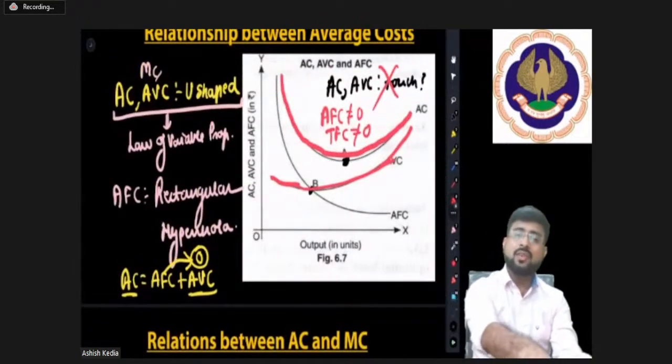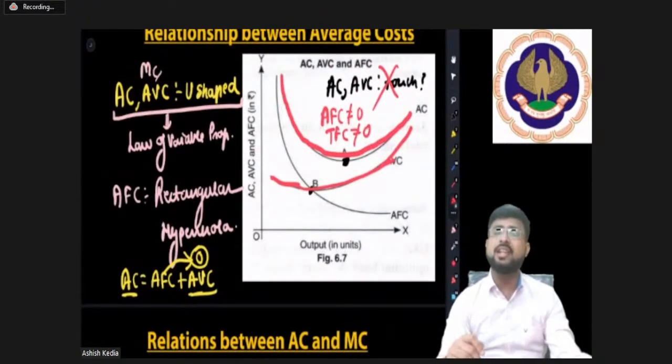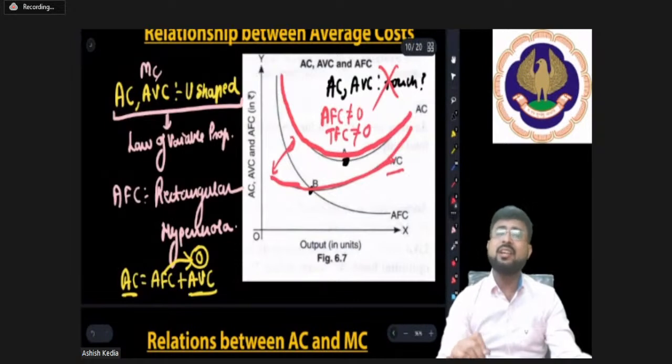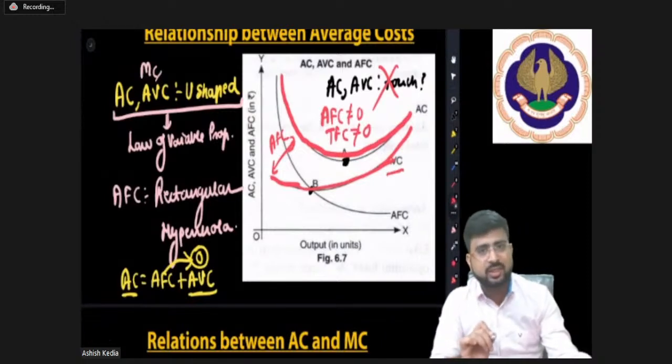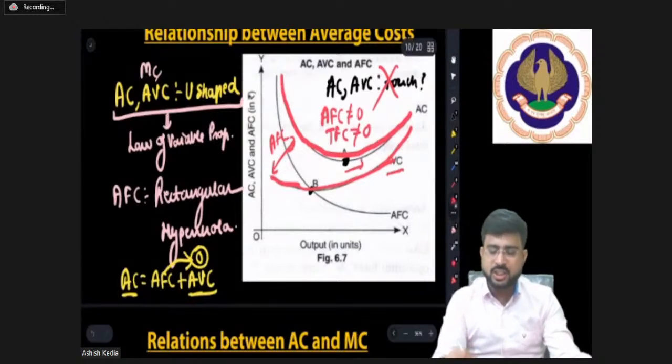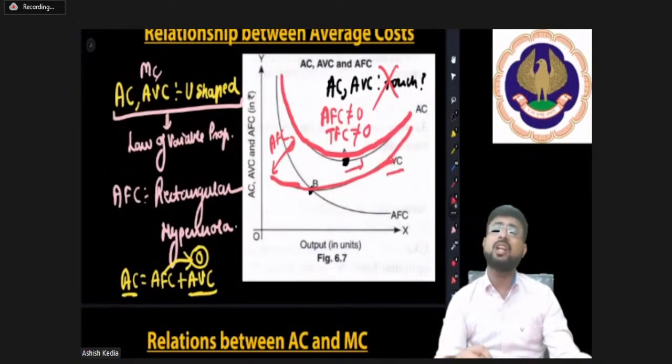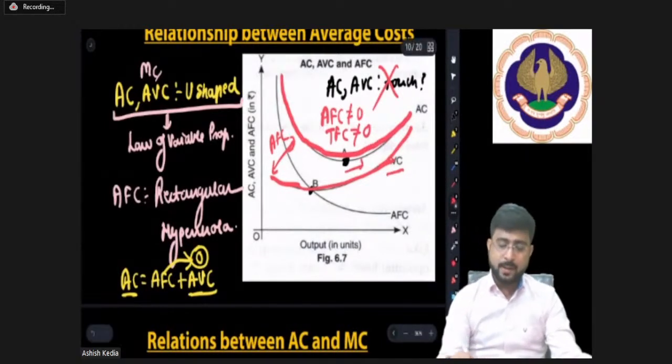So my dear friends, because average fixed cost is constantly declining, and the distance between AVC and AC is because of what? Because of average fixed cost. So since average fixed cost is gradually falling with the rise in quantity, the distance between the two is declining. If your question is why, it's because gradually AFC falls.